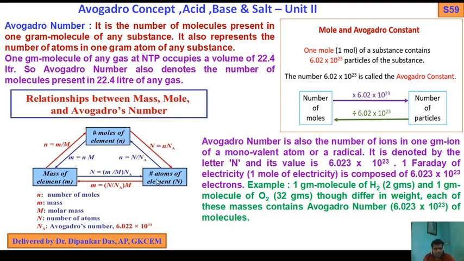So this is the flow chart for the conversion of mass of element to moles of element and atoms of element, and vice versa. Here the terms stand for number of moles small n, small m mass, capital M molar mass, and N number of atoms, N_A Avogadro number 6.023 × 10^23. In this way you can remember the conversion of mass of element to moles of element and atoms of element, and vice versa. Okay, next move on.